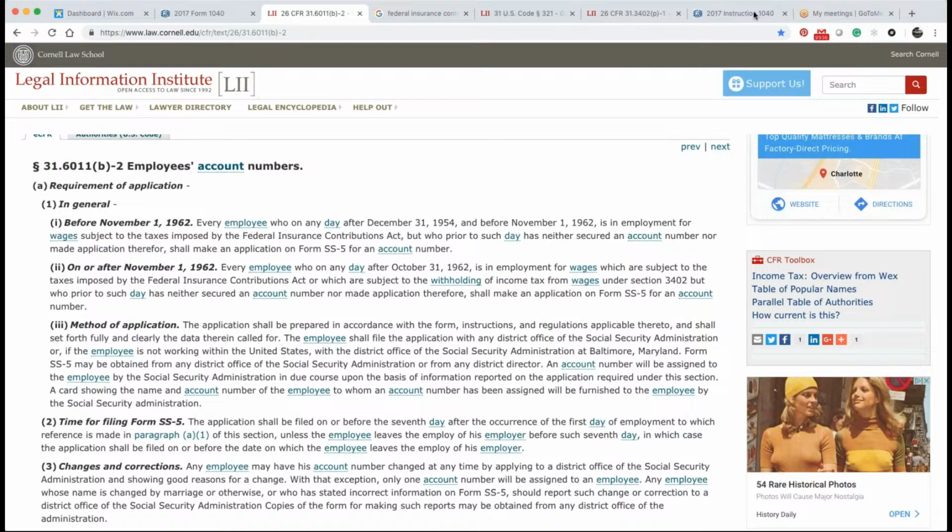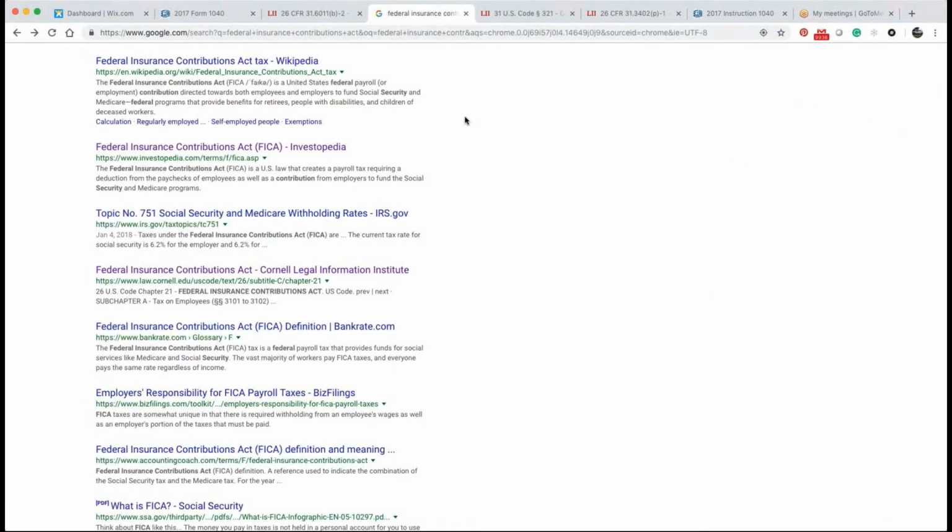Yeah, they call it an account number. And they also said Federal Insurance Contribution Act. That's FICA.